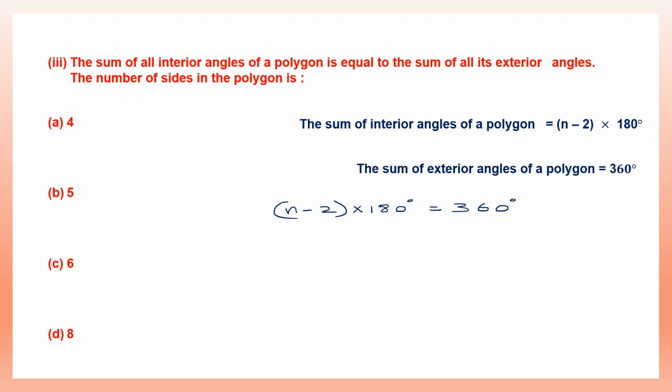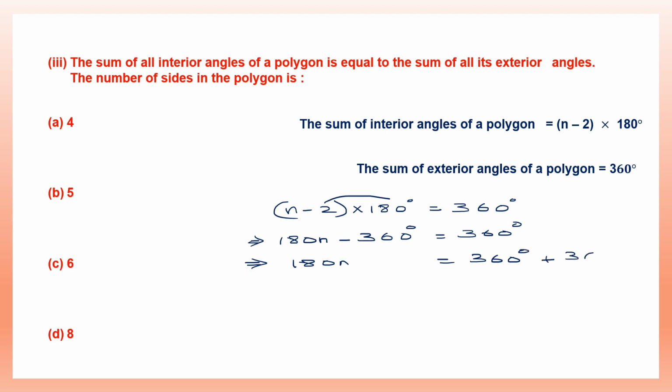So again, let's multiply n into 180. So that becomes 180n minus, multiply these two. 2 into 180 is 360. Okay, it's equal to 360 degrees. Now 180n is equal to 360 degrees plus 360 degrees.